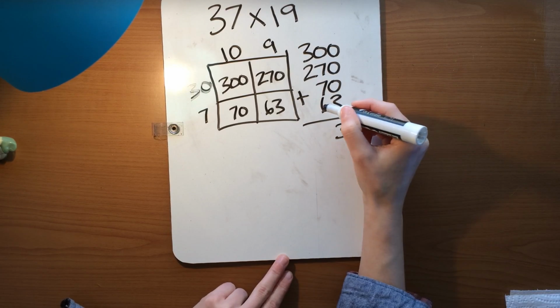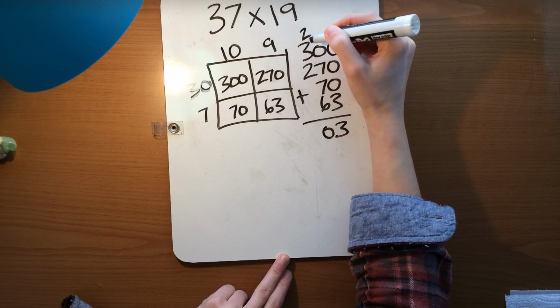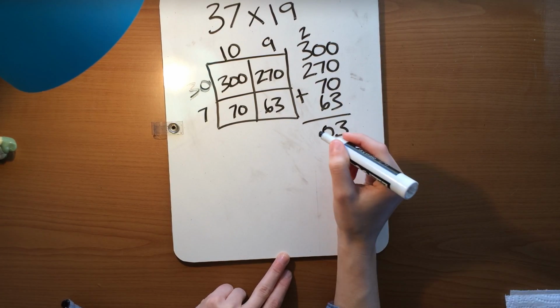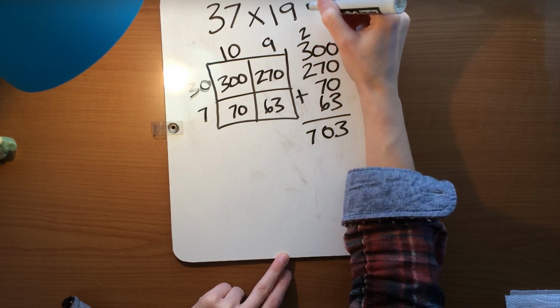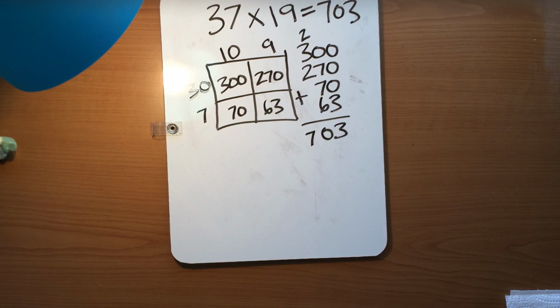7 plus 7 is 14, plus 6 is 20, carry the 2. 2 plus 3 is 5, plus 2 is 7. Gives us an answer of 703.